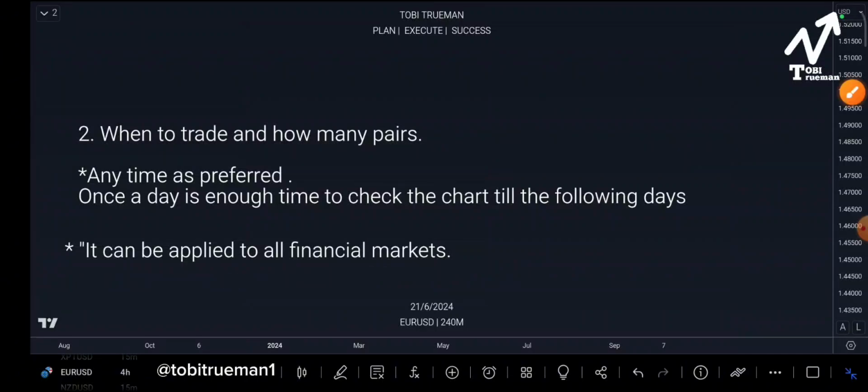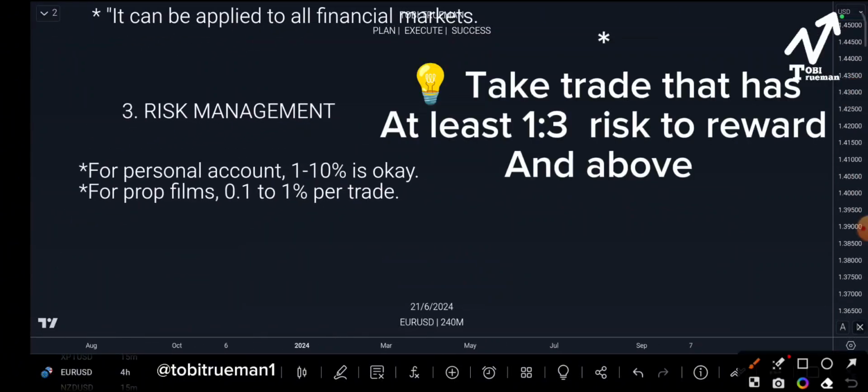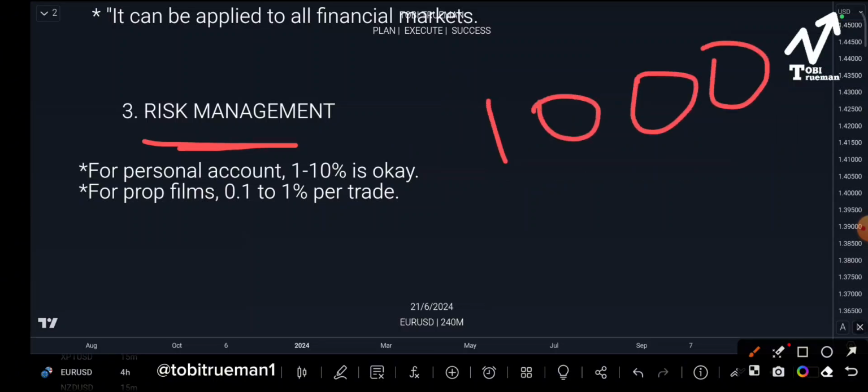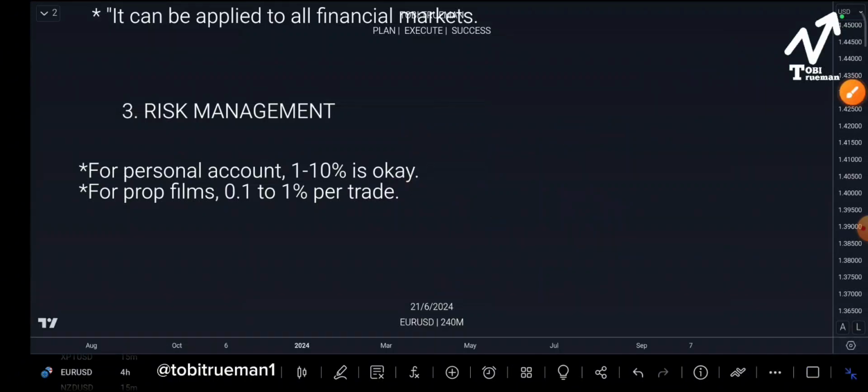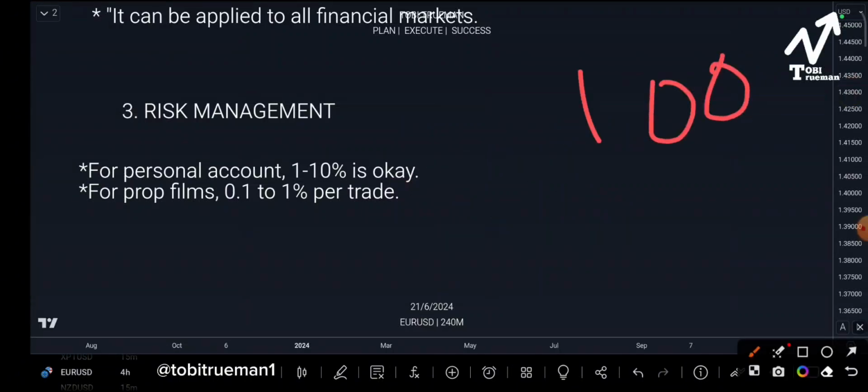Next thing we want to look at is our risk management. For personal accounts, you should risk 1 to 10%. If you have $1,000, for one particular trade you can decide to risk 1%, and 1% will be worth $10. You can also decide to use 10%. The 10% of $1,000 is worth $100.